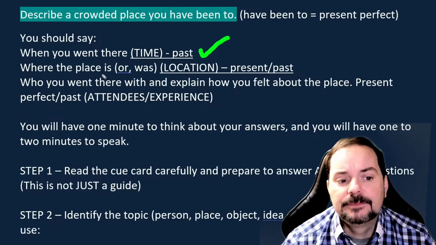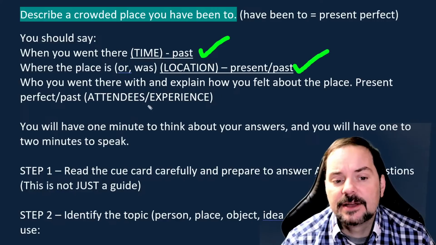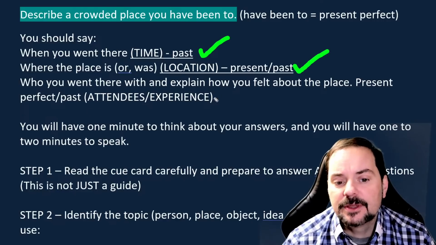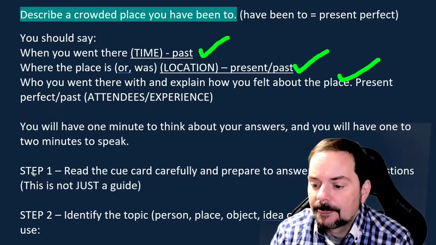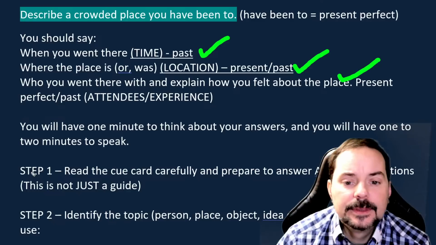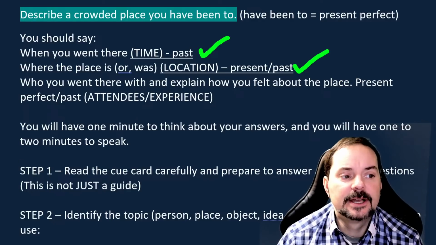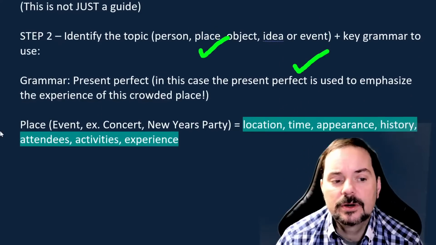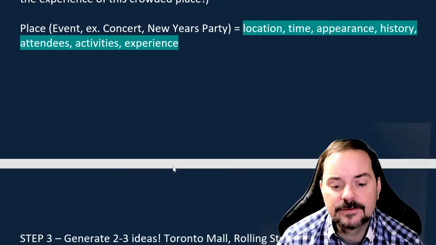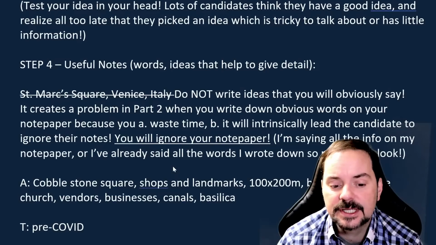Okay. Did I talk about where the place is located? Yeah, I feel I did. Who you went there with and explain how I felt about it? Yeah, I think I answered that as well and gave lots of additional details. So I'm happy, I'm satisfied, and I'm somewhere in that 90-second to 2-minute range. So it's good.